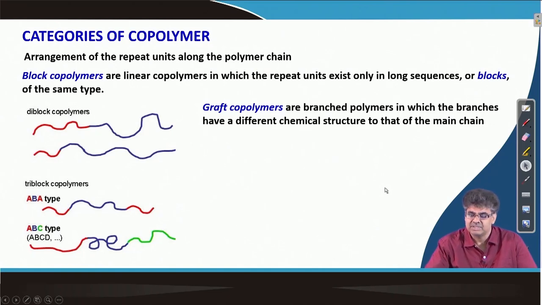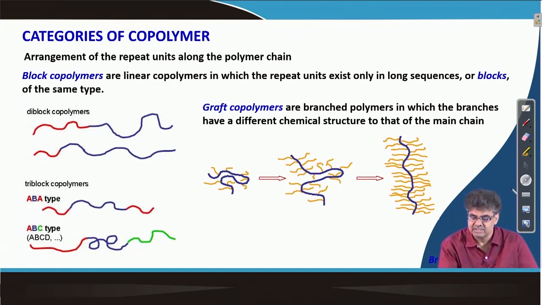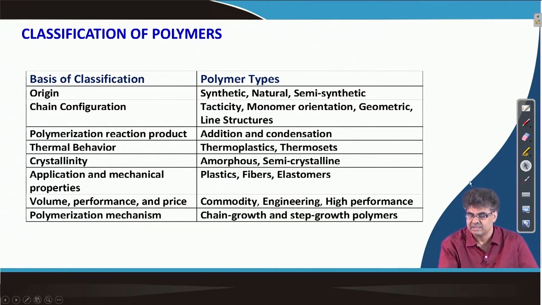Graft copolymers are branched polymers in which the branches have a different chemical structure to that of the main chain. So, in this case we have one main chain and branches. For example, this blue one is the backbone, and there are different branches which are shown here. The graft copolymer can vary with the number of branches or the length of branches present, and as we increase the number of branches, or the branching density, we can land up from a graft polymer to a brush polymer, as we discussed in earlier cases as well. So, this one is a brush polymer.